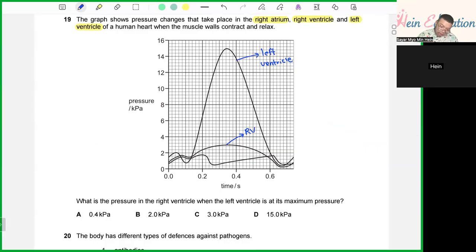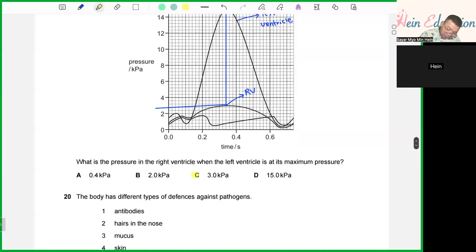Okay, the right ventricle. The left ventricle has the maximum pressure. So here, the maximum pressure is around here. Okay, let me move a bit up. So this is the maximum. And then they are asking the pressure in the right ventricle. So I think we have to come down like this. And then you can see here, it is around 3 kilopascals. So the answer is C.